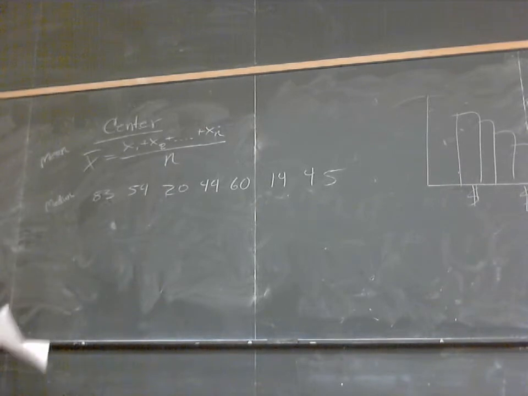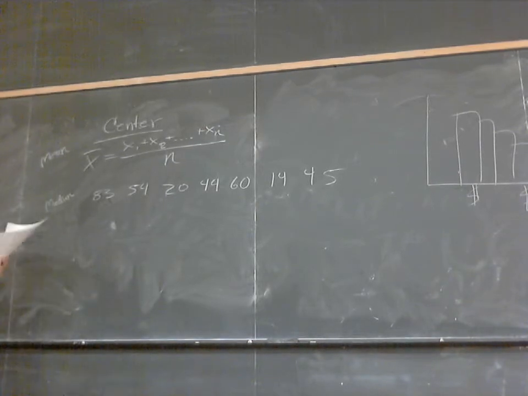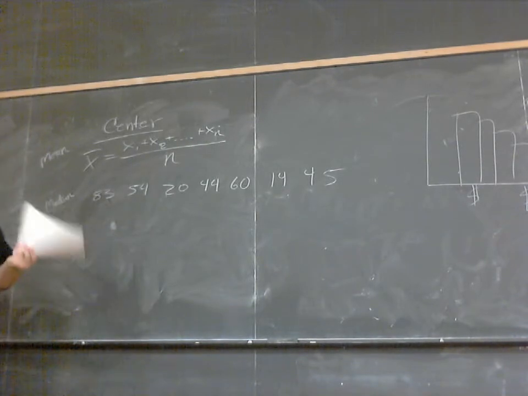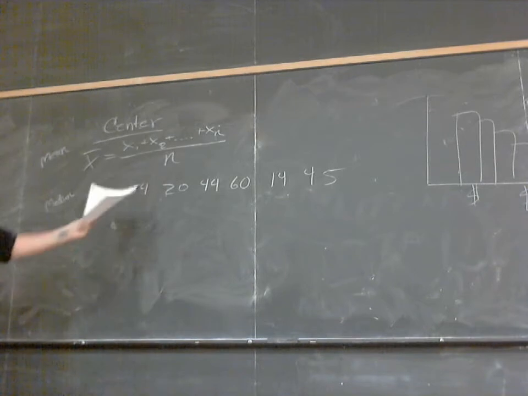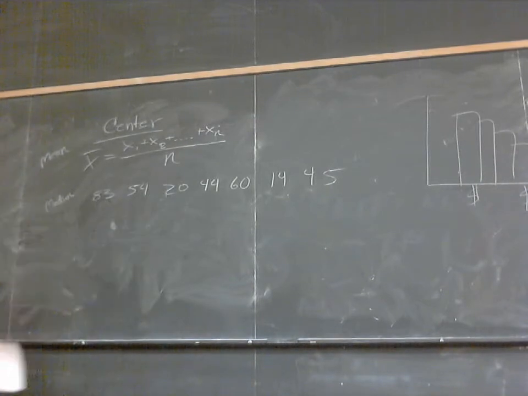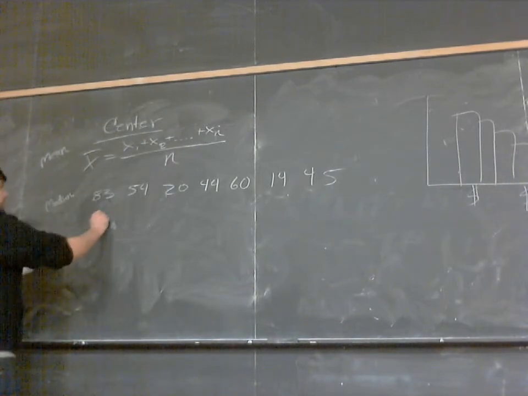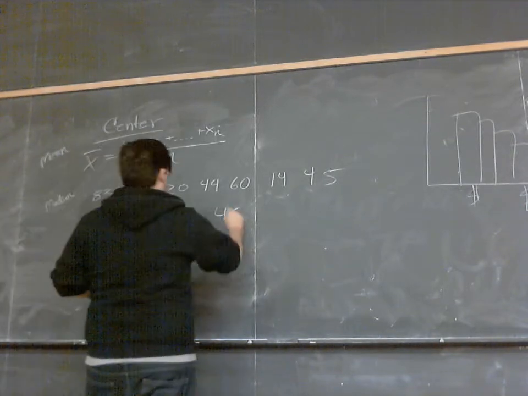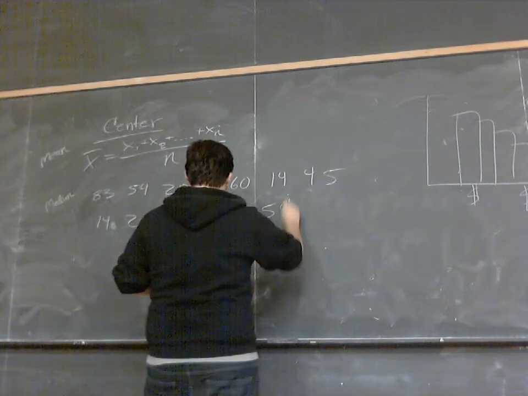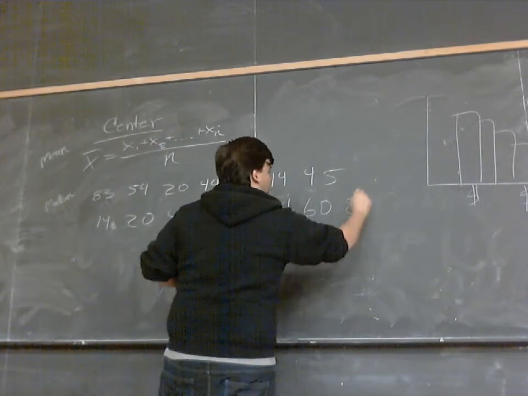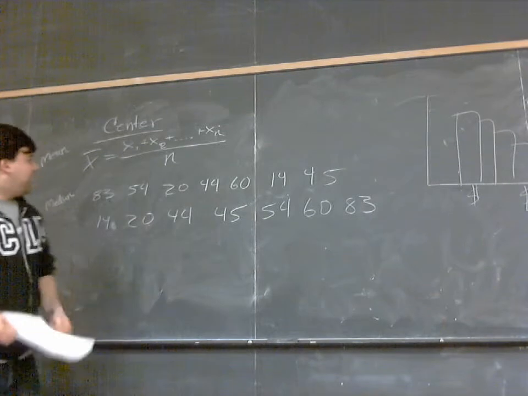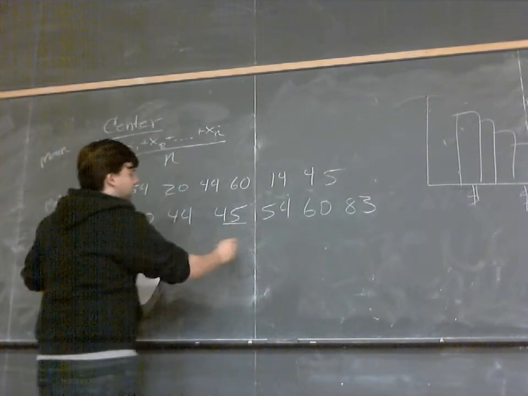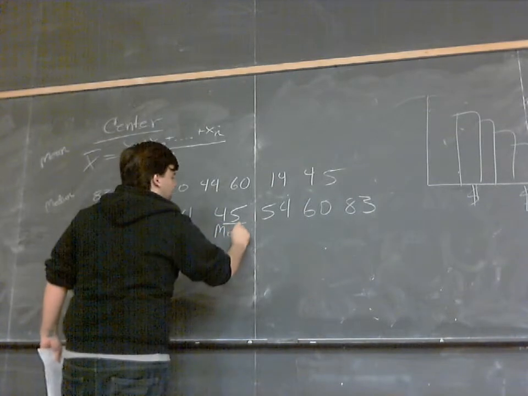My first step is to put it in order. I know it sounds like I'm beating a dead horse by saying that a lot, but it's the most common mistake I see. I see people just leave the list as is and then pick that one as the median because it's in the middle. So first you order it. I have 14. The middle of 7 values is going to be this 4th value here. It has 3 on each side of it. So that's my median. 45.